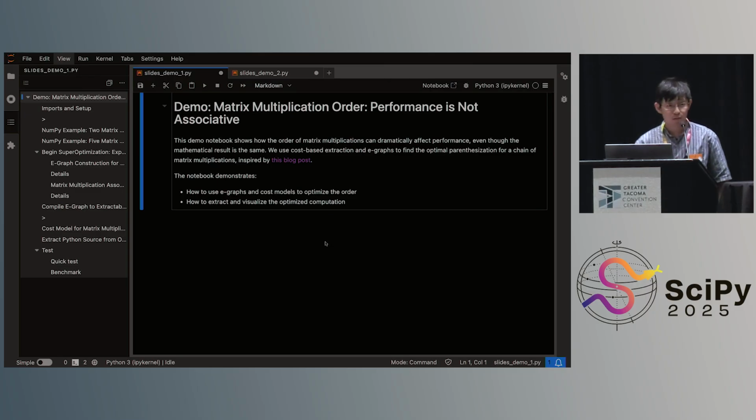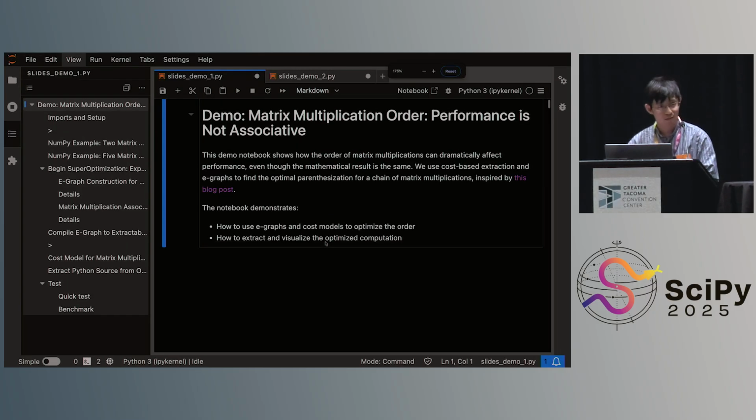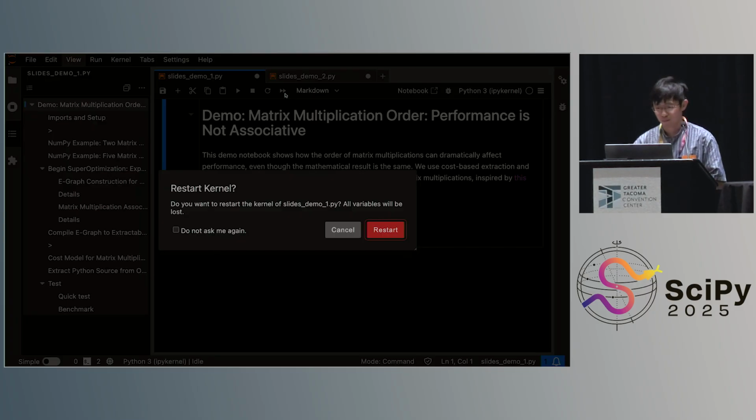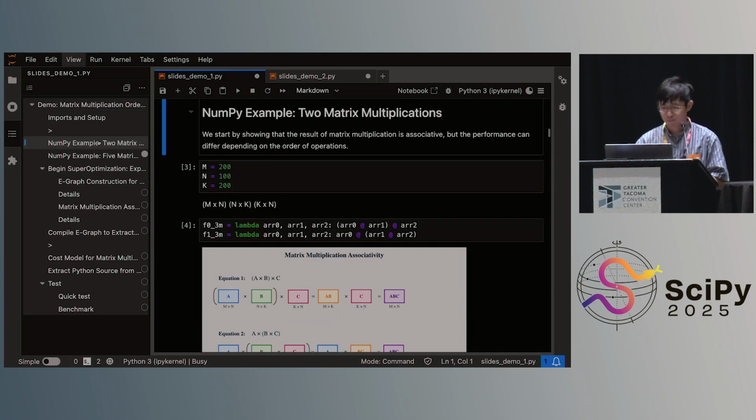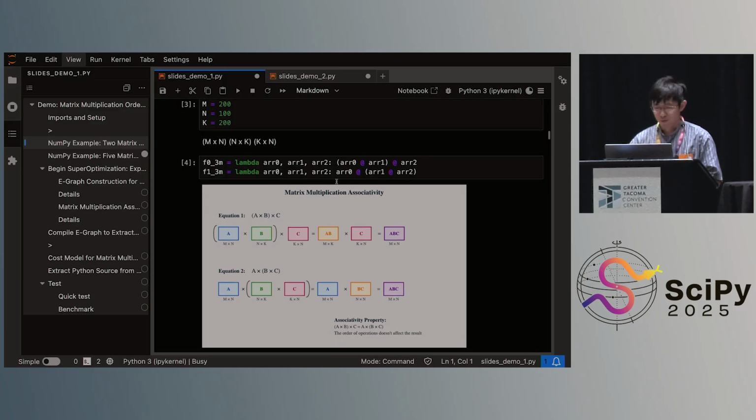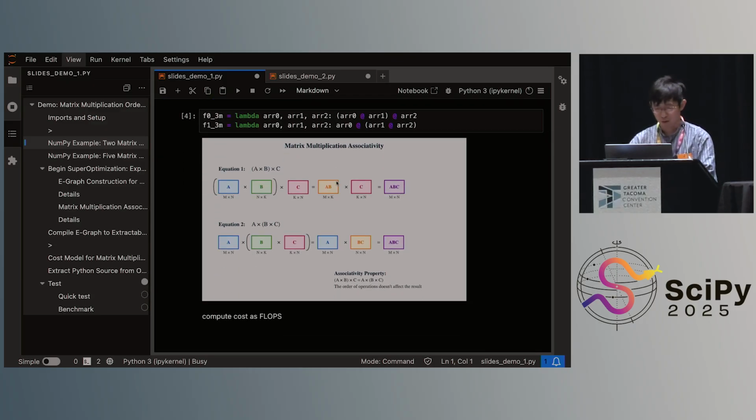So the first, okay. There will be a lot of graphs, so you don't have to read the small words. The first demo is the associativity rule for matrix multiplication. So this is basically what we are looking at. Oh, it's getting smaller. So everybody knows this.